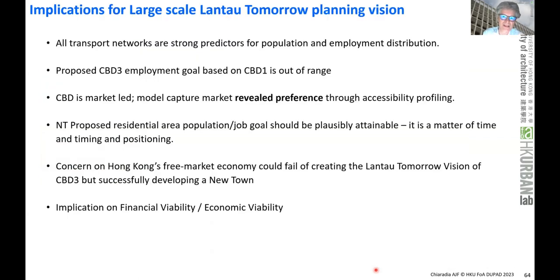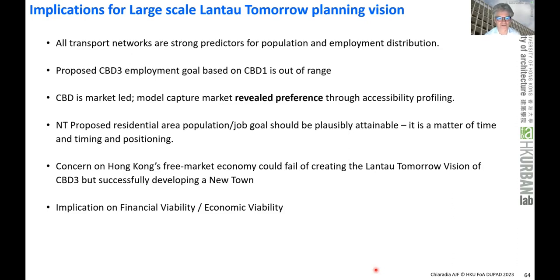So let's say we have a technique where the transport networks are strong predictors of population and employment distribution. We also have something that we knew and is somehow corroborated by this kind of scenario test, though that is maybe over-optimistic.